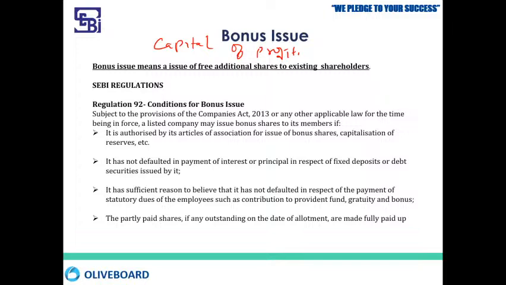A listed company, any listed company, can issue bonus shares to their members, provided, first, it should be authorized by their AOA, that is nothing but articles of association. Second, there should not be any default in their payment of interest or loans. Guys, understand.